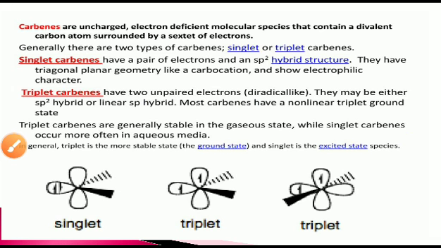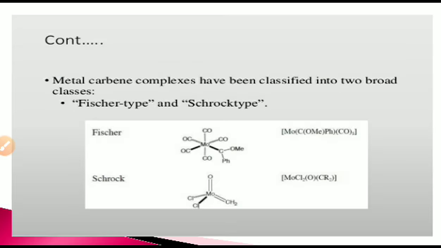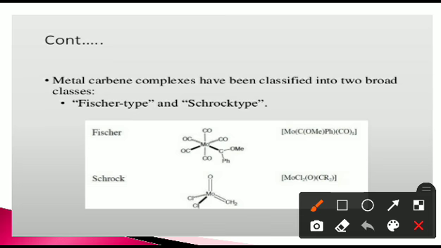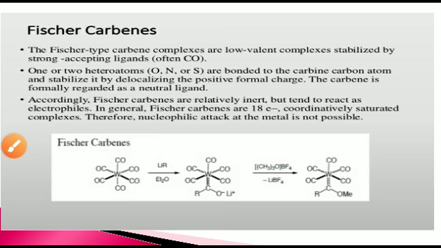This is the structure of the singlet and the triplet carbene. Further, the metal carbene complexes have been classified into two broad classes. First is the Fischer type and second is the Schrock type of carbene. This is not very important, only for your knowledge. First, the Fischer, and the second one is the structure of the Schrock carbene. Let us learn first the Fischer carbene.